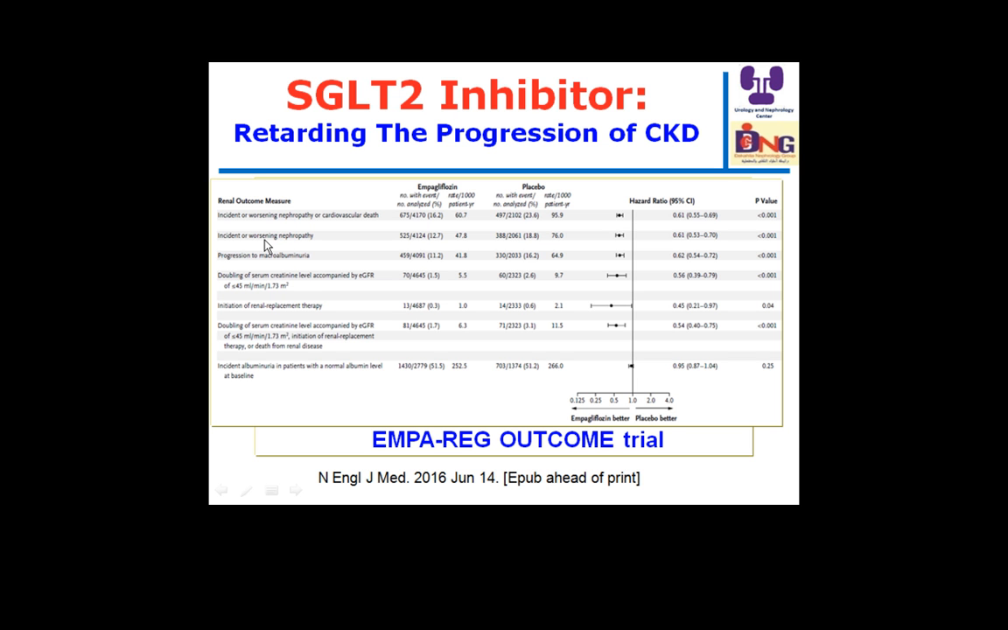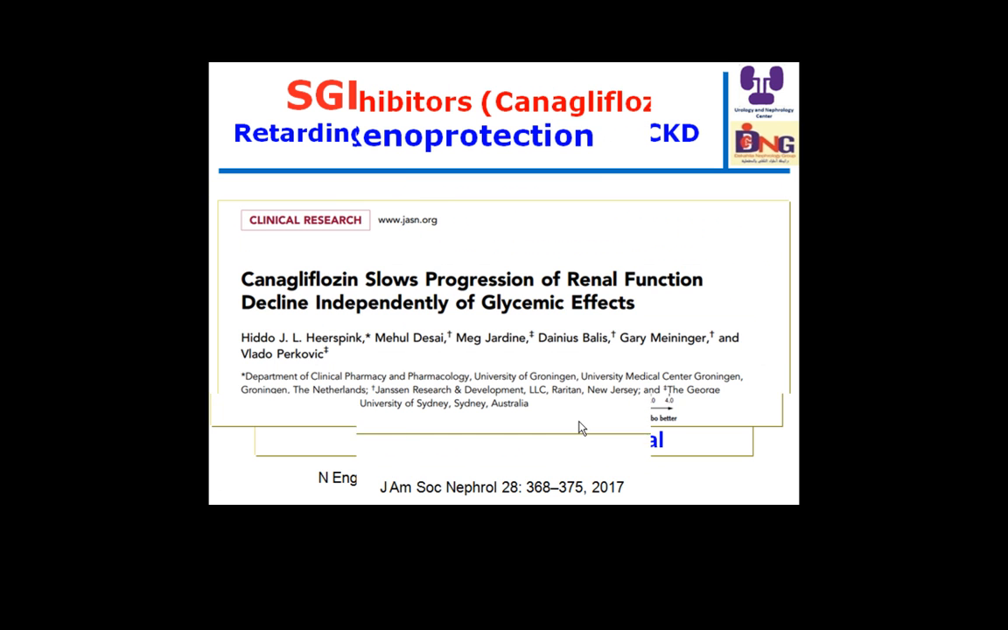Incident or worsening nephropathy, progression to macroalbuminuria, doubling of creatinine, initiation of renal replacement therapy, or death. All these outcomes are reduced with the drug used. So this trial showed that these drugs are nephroprotective.